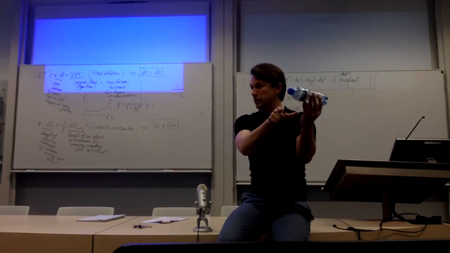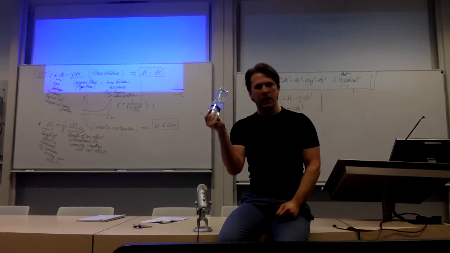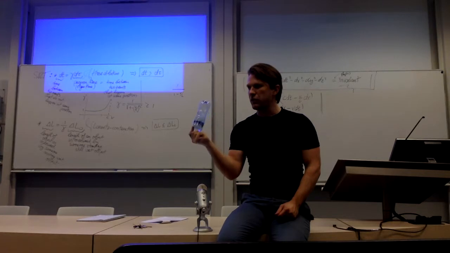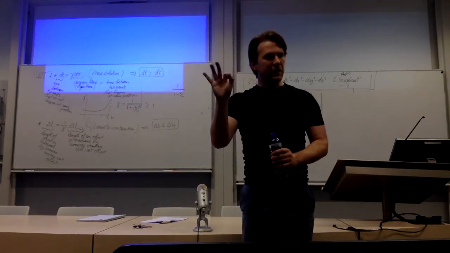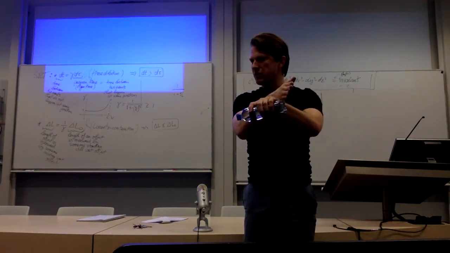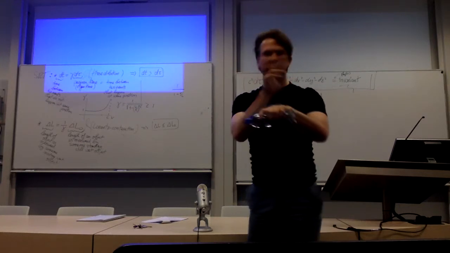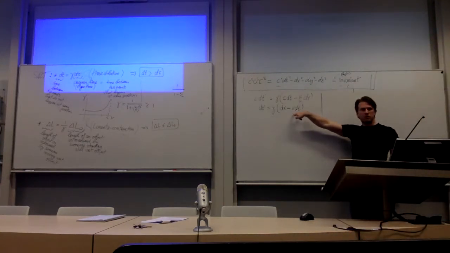So if I want to measure the width of this water bottle correctly, how much time should I take between the two measurements? 0. So if I take my two events as measuring the front end and the back end, how much time should there be in between the two events? 0. So that means that I make my dt 0.